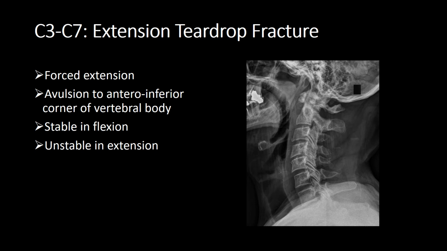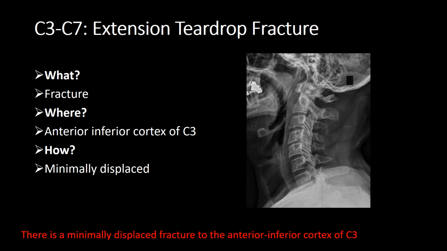Okay. So only one column has been affected. We've got a little fracture. It's an avulsion fracture to the anterior inferior corner of the vertebral body. Okay. So what is it? It's a fracture. Where? Anterior inferior cortex of C3.